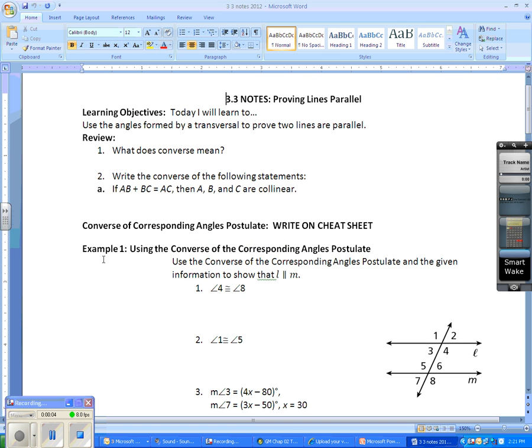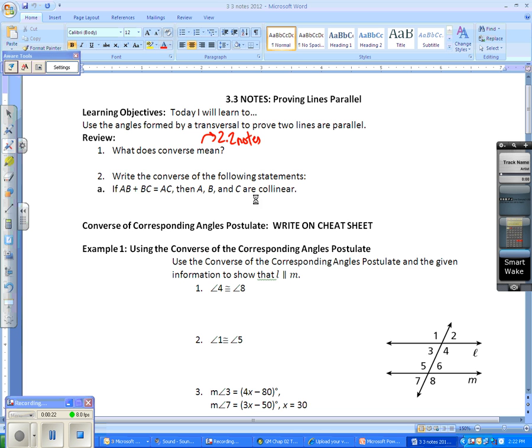3.3, tonight we're talking about proving lines parallel. So again, our whole objective for today is to prove that lines are parallel. To review, I want you guys to look through maybe your 2.2 notes and remind yourselves, what does the converse mean? And then I want you to write the converse of the following statement.